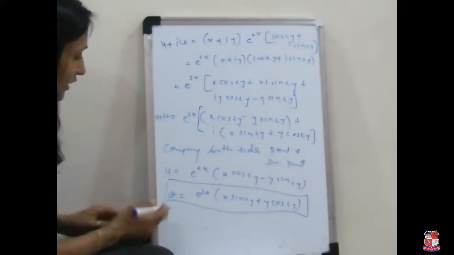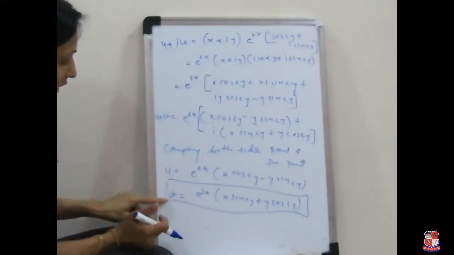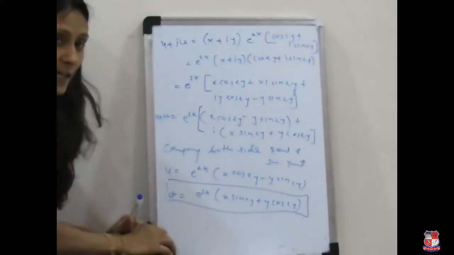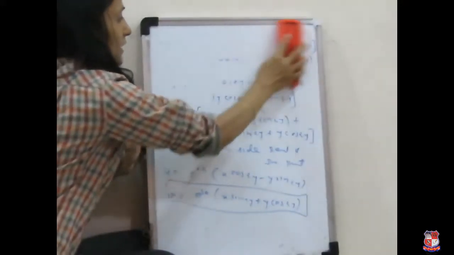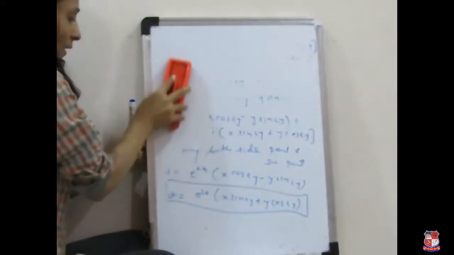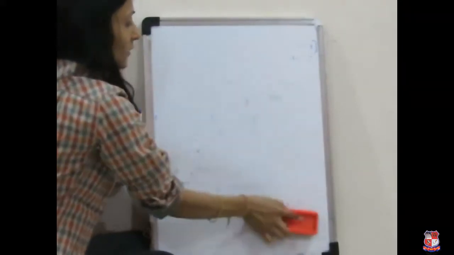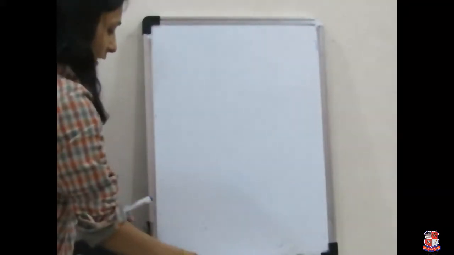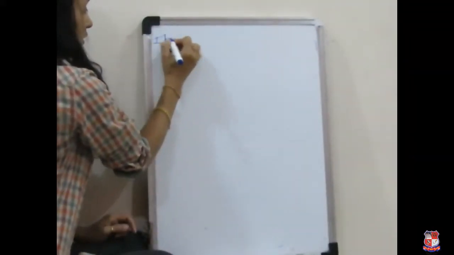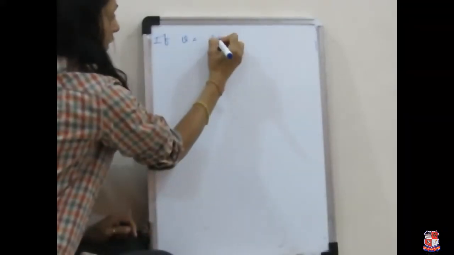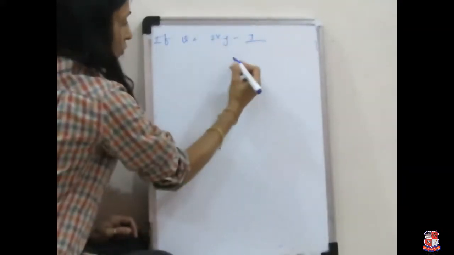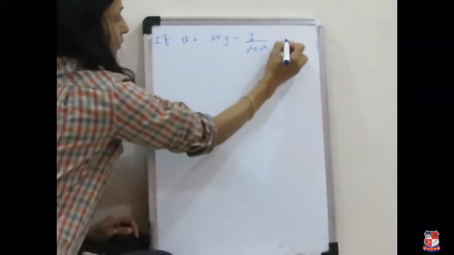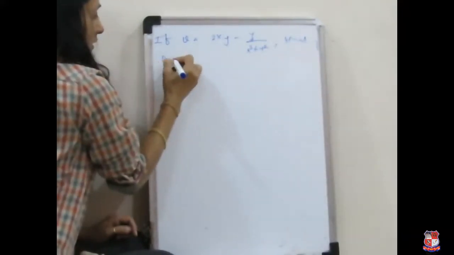So if we are given the real part u, we can find the imaginary part v. This is our answer. Now the second thing is, if we are given an imaginary part, then how to find the real part. Second is, if v is equal to 2xy minus y over x square plus y square, find the real part of u.